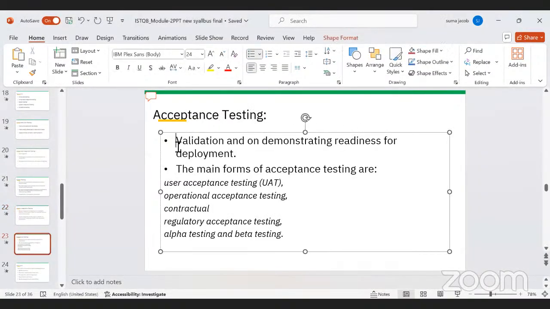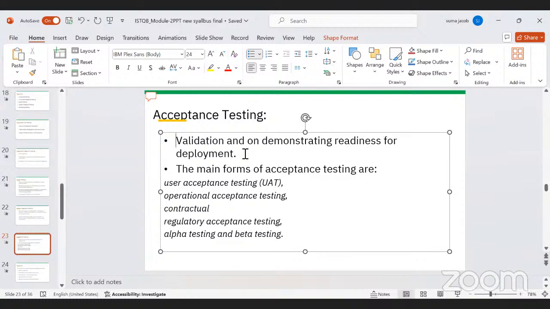And finally, we have acceptance testing. As we have discussed before, we are actually checking if the product could be accepted or not, if it fulfills the requirements or not. So we are validating the readiness of the deployment, if it can actually be deployed or not. So that is acceptance testing. It is the final level of testing where we check if the product can be accepted or not.